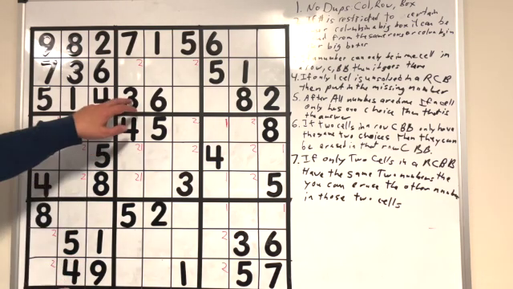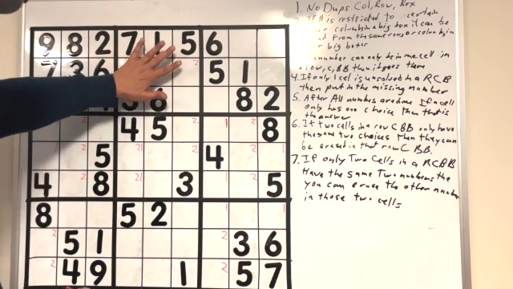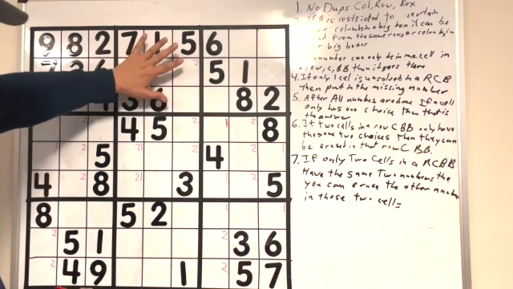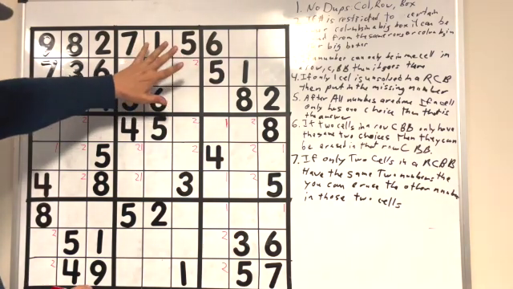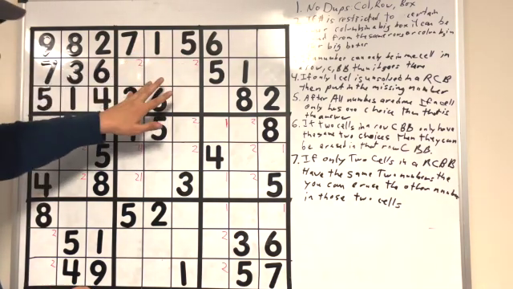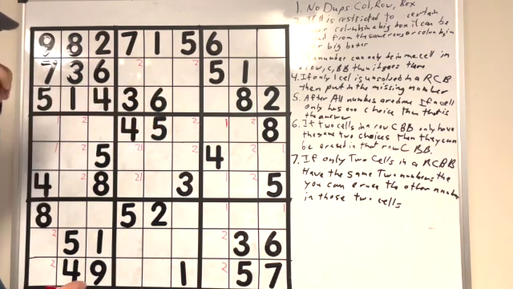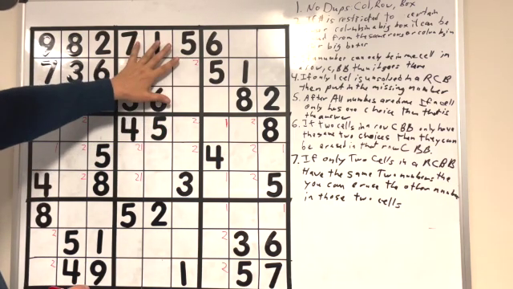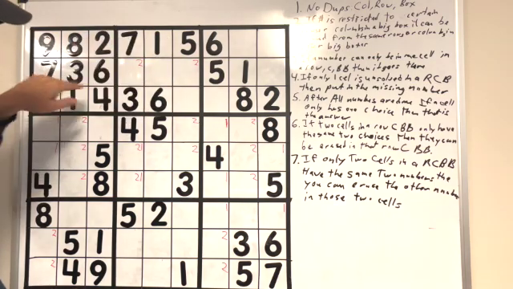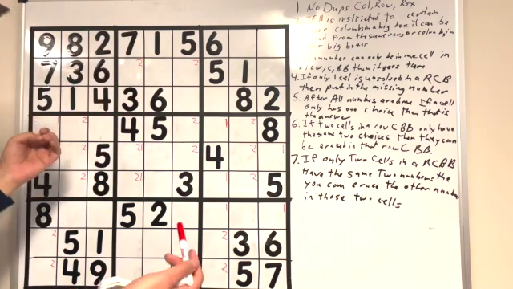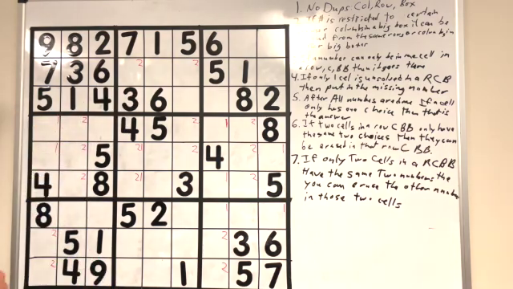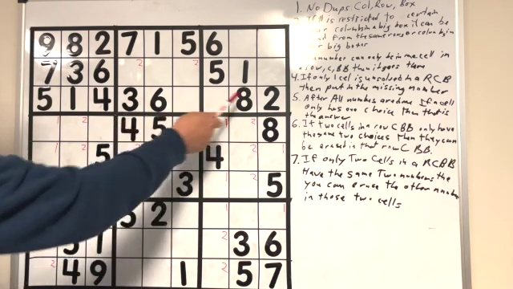But we have the rule that says if a number is only represented once in a big box, a row, or a column, then you know that that's what that number is. So that's 3. Good. Okay. Nice. We solved that. Let's go on to this one.